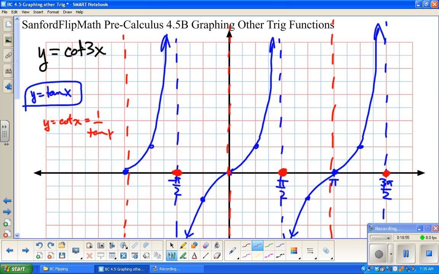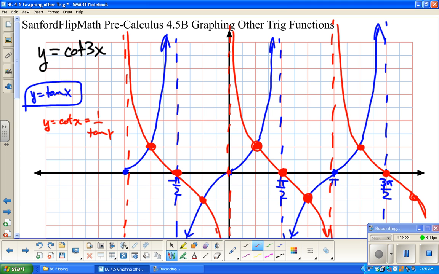Look at the blue graph to get your y values. This point had a y value of 1. The reciprocal of 1 is 1. The reciprocal of -1 is -1. This is enough for me to know what's going on. Look at the red: I have an asymptote, and then I'm going through these points to draw this. Reciprocal of 1 is 1, and it looks something like that. Reciprocal of -1 is -1. So that is the graph of cotangent.